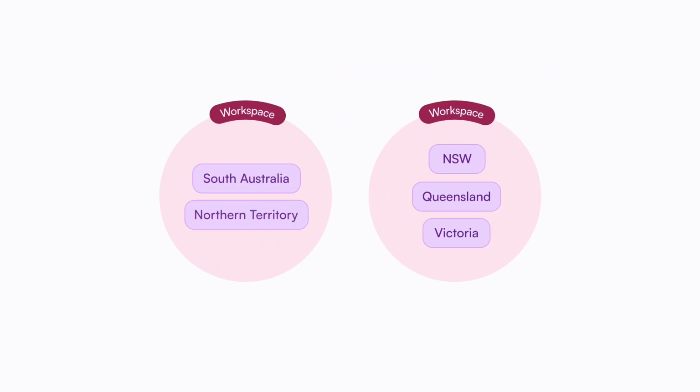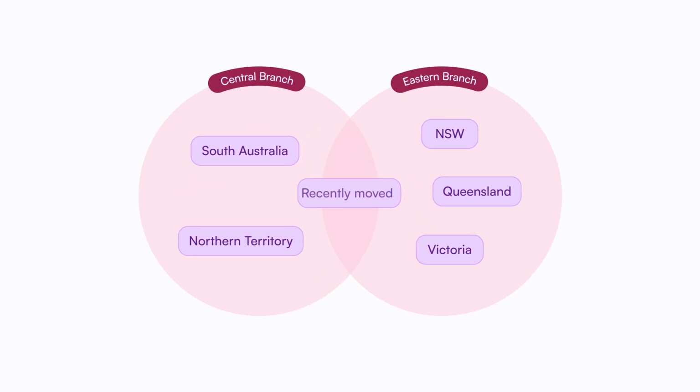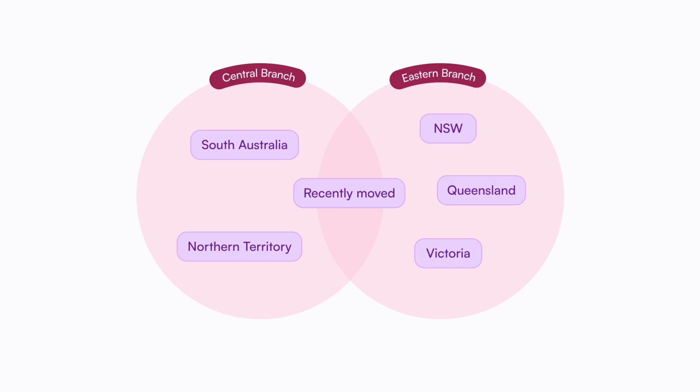Workspaces is where your users typically work day to day. It usually represents a branch, a team, or a region of your organization. One or more segments are assigned to a workspace, and that's what determines which records the users in that workspace can see. You may also have some overlap between workspaces.